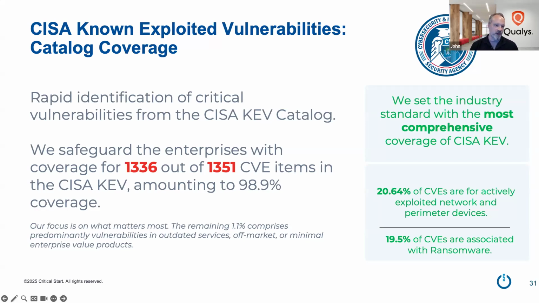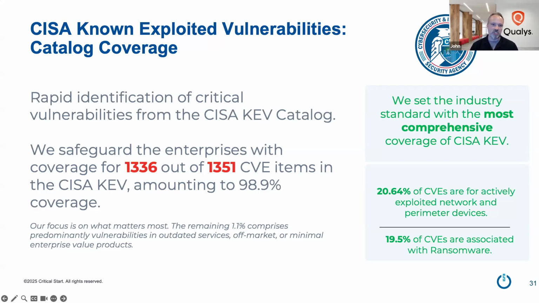And our focus is on what matters most. That remaining 1.1% comprises predominantly vulnerabilities in outdated services, off-market or minimal enterprise value products. And the goal here is so that if this pops up in your vulnerability scan, these are prioritized. These are what you go after to remediate, whether it's patching or mitigating them with configuration changes or removing them or isolating them from your network so that that vulnerability is no longer exploitable by those malicious actors.